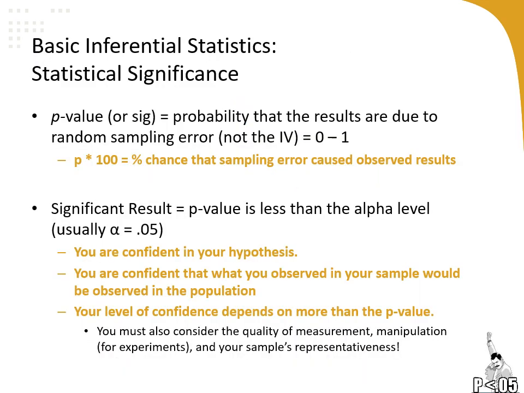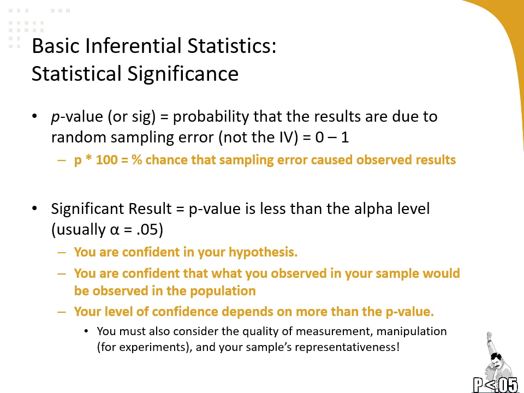So before we move on to looking at more sophisticated statistical analyses than just descriptive statistics, we've got to discuss statistical significance. In journal articles, statistical significance is reported as a p-value. The p-value is a probability, and it tells you how likely it is that the results you observed are due to a fluke, random chance, or sampling error, and not the independent variable.